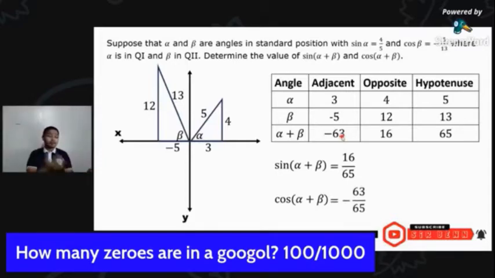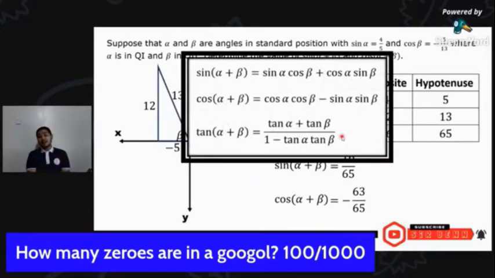That's it. So we identified the value of sine alpha plus beta and cosine alpha plus beta without using the formula. That is the good thing about this process. We do not need to memorize 16 formulas as I presented a while ago. What we need to remember is only the process. And come to think of it, we are just simply using basic concepts, basic skills.